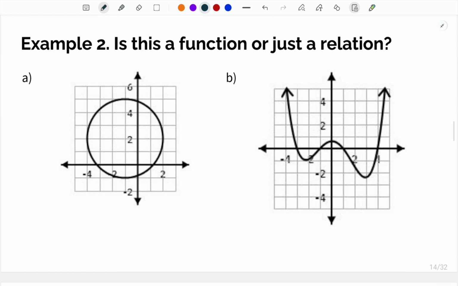If we take a look at this first one, this circle, what you can do is basically start from the left side, start with the vertical line, and just work your way across. And if at any point that vertical line, as you're going across, ends up intersecting twice, then that will tell you whatever you have is not a function. So there I drew a vertical line, crossed twice, therefore it's not a function. It's just a relation.